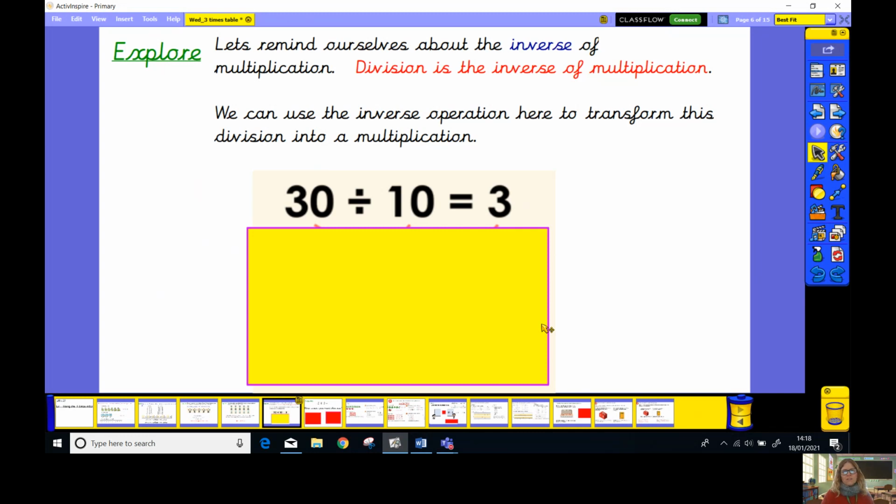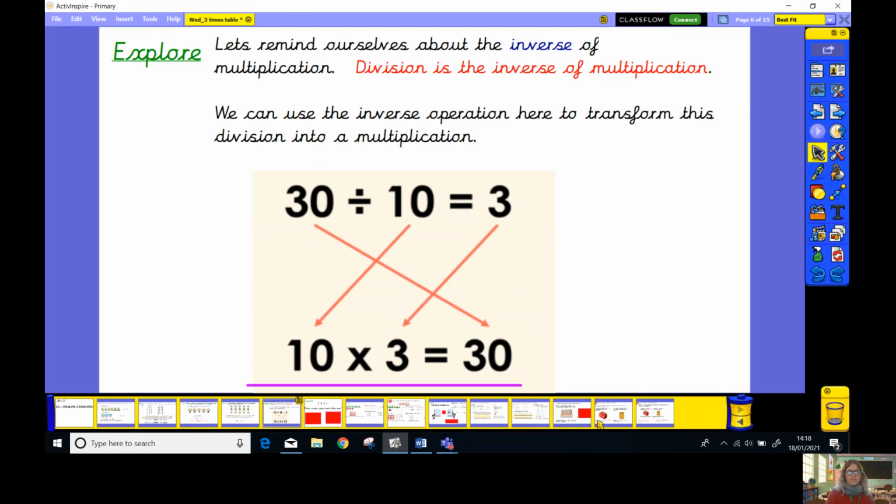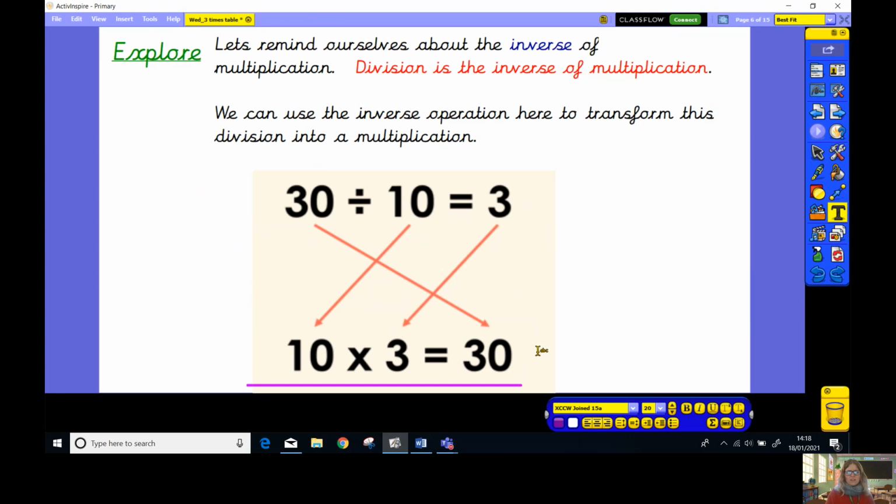So we can use the inverse operation here to transform this division into a multiplication. So I have 30 divided by 10. To check it, I would use this inverse. 10 times 3 equals 30. There's also another way I could write it. I could say 3 multiplied by 10 equals 30. The answer is the same.